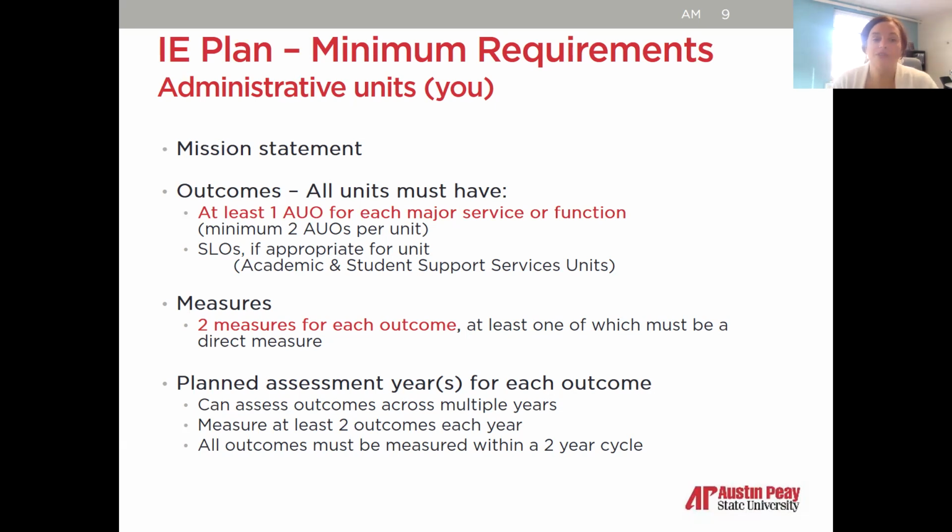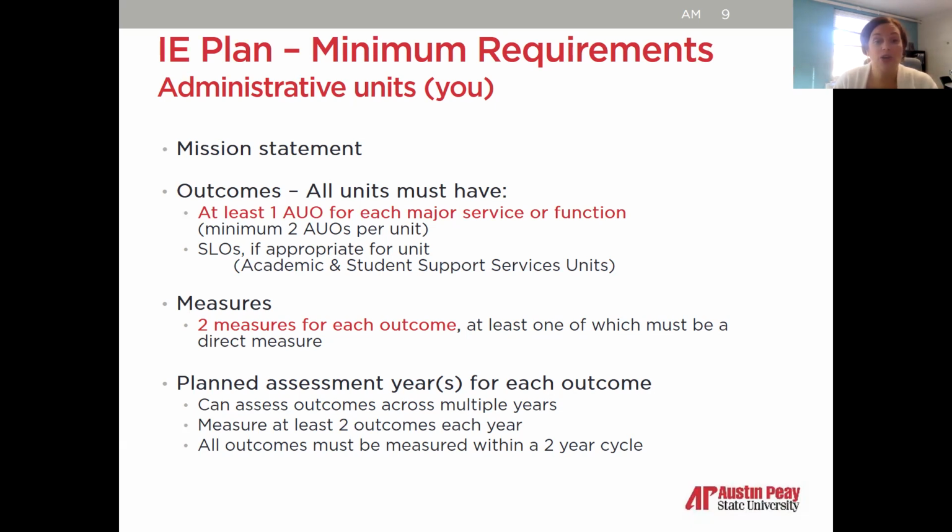Measures, we ask that you have 2 measures for each outcome. Now, we can be sort of flexible on this. There are some outcomes where there's really only one appropriate measure, or you don't have the capacity to do a second measure for different reasons. But you want at least 1 direct measure at a bare minimum.